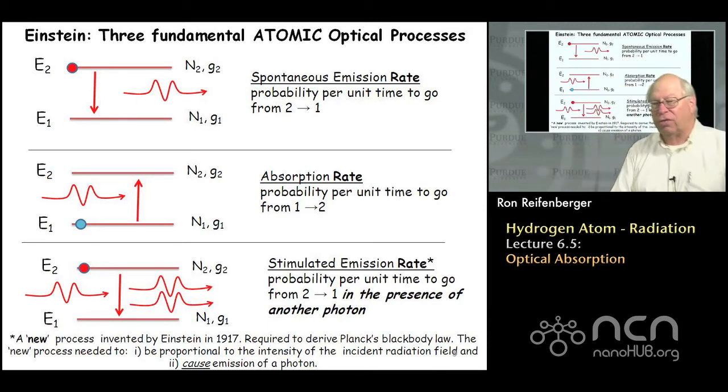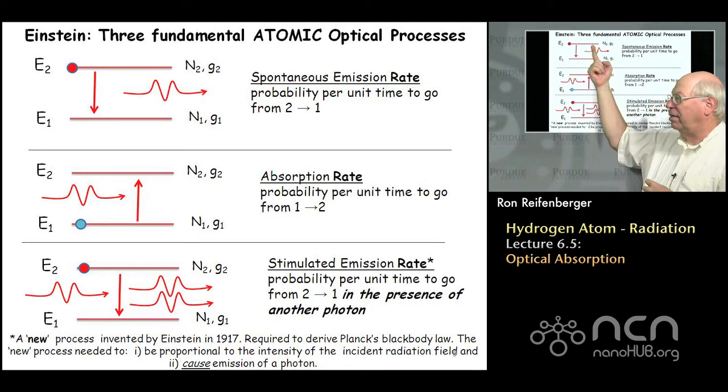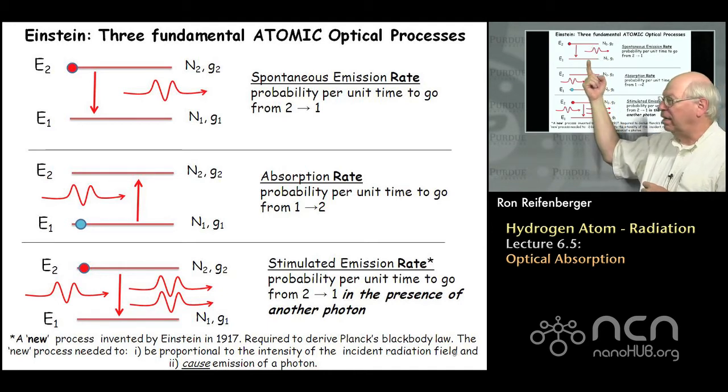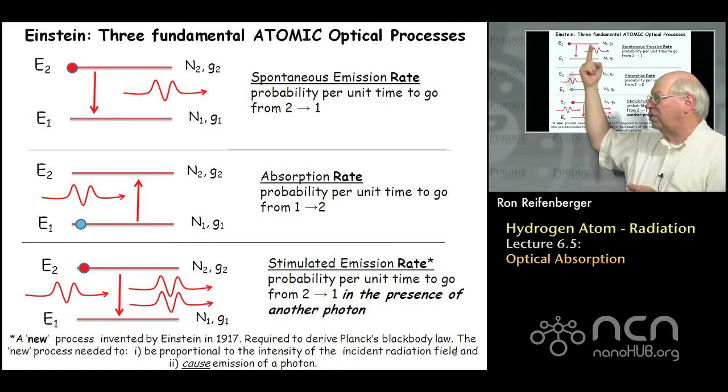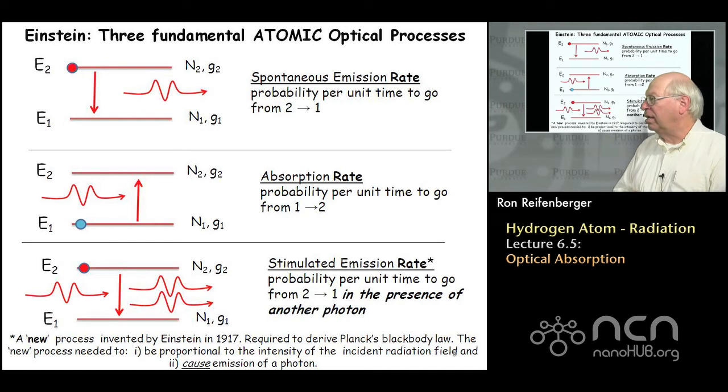So the first fundamental optical process that Einstein identified was something called spontaneous emission. And he said that if an electron is in an energy level E2 and it drops down to an empty state in energy level E1, then a photon is emitted. And he defined the spontaneous emission rate. In other words, how many of these transitions per second occur in a collection of gas atoms.